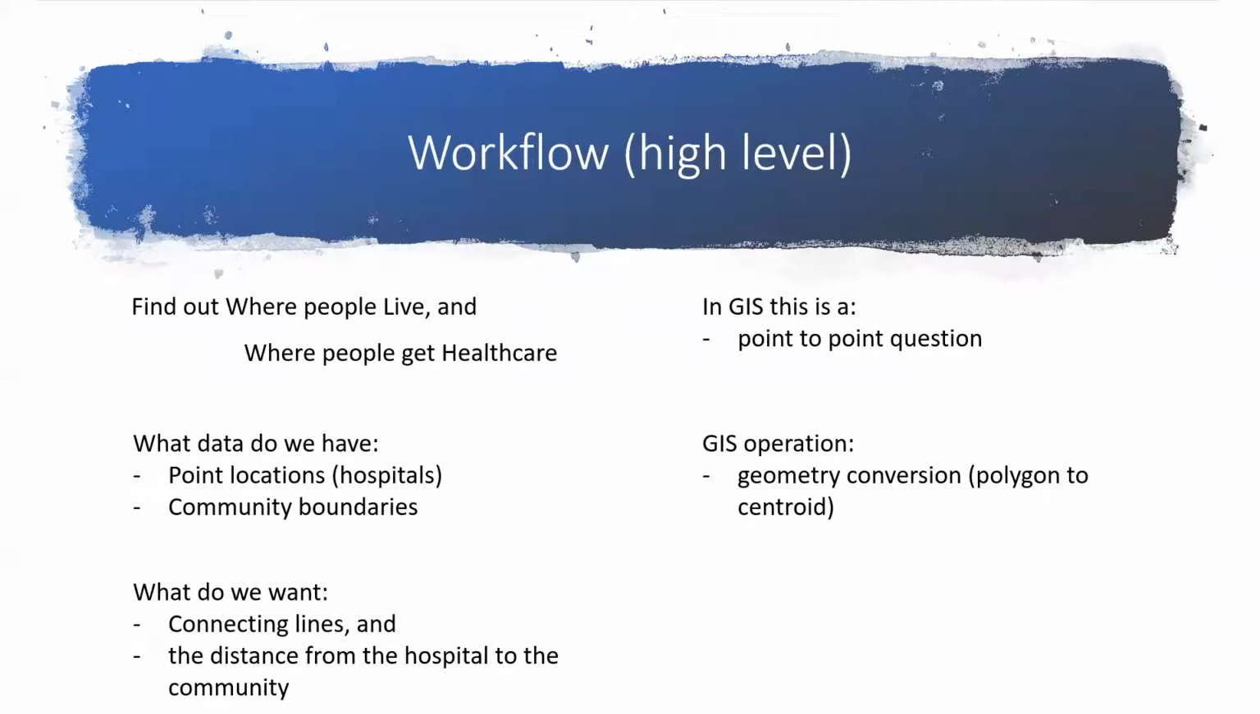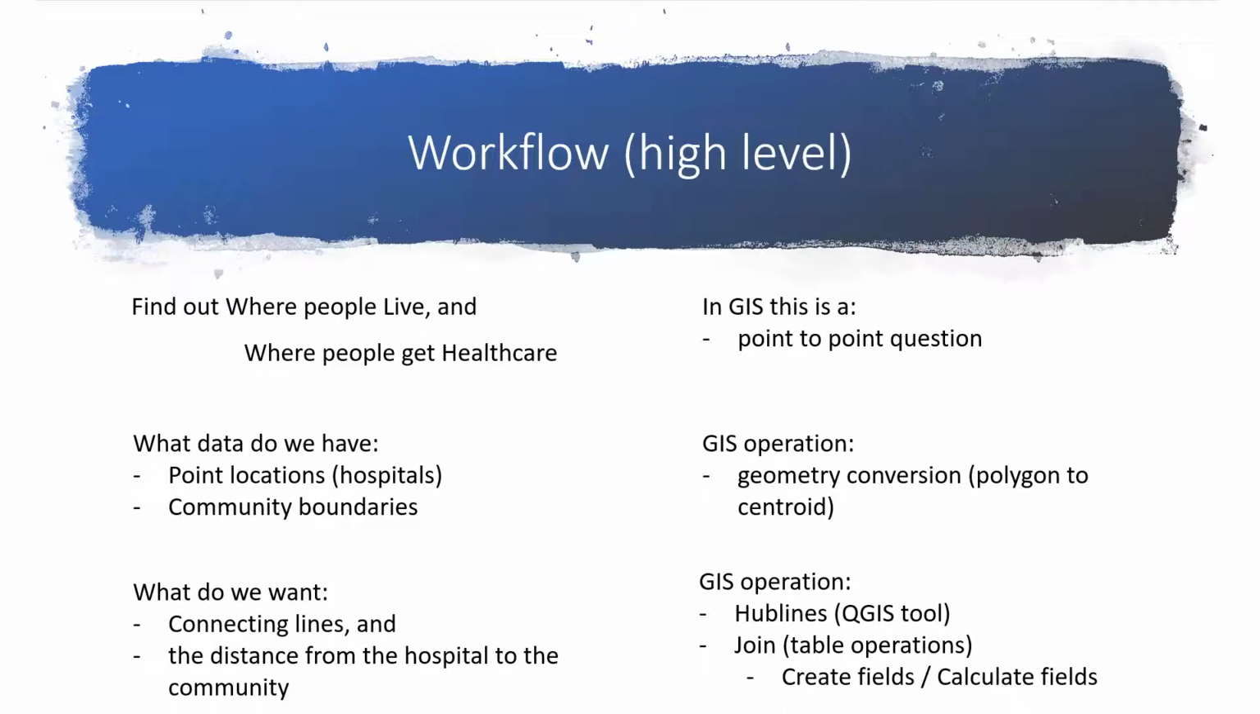And what do we want? We want the connection lines and the distance from the community to the nearest hospital. For that, we need two other tools, the hub lines and the joins. And to make the joins work, we need to do some table operations. So I will show that as well.